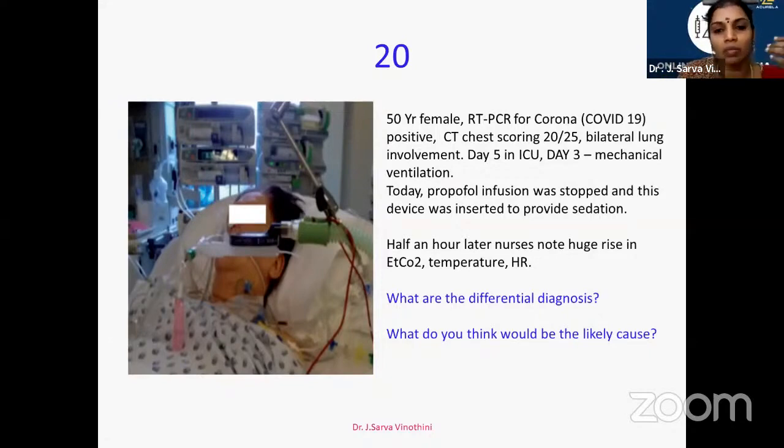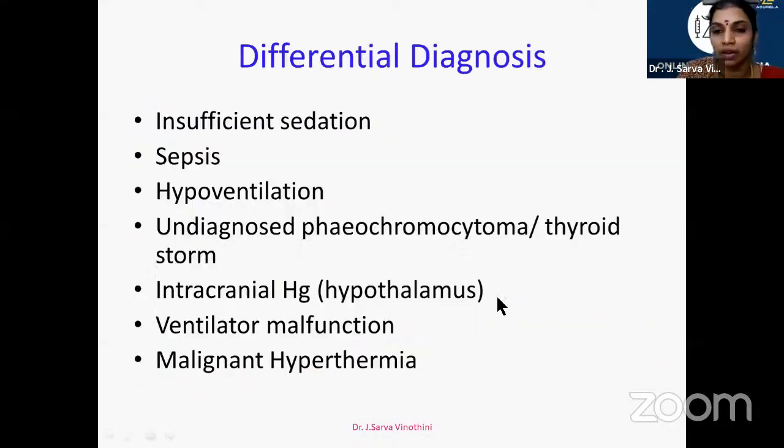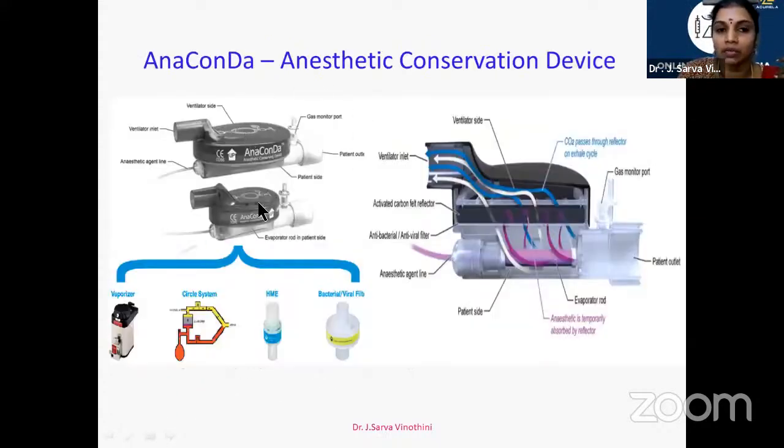So what are the things that will come up to your mind? Now they've added something on, and the sedation has been stopped, and now we see a rise in EtCO2, temperature, and heart rate. So what could it be? It could be insufficient sedation, aggravated sepsis, hypoventilation, or any ventilator malfunction, any undiagnosed pheochromocytoma or thyroid storm, any intracranial hemorrhage also.